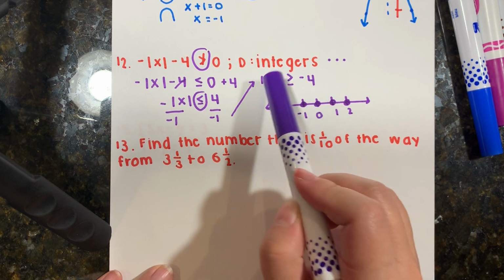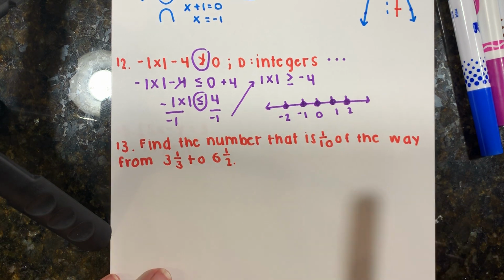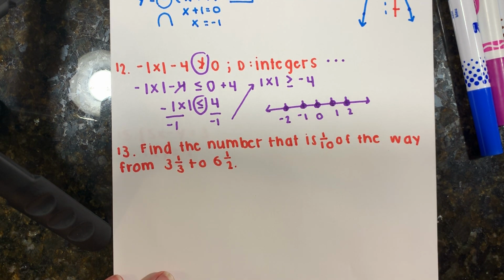So anytime you see an absolute value and a negative sign, you're going to want to flip back to your notes because that's going to be a key point that you need to look up, because it's either going to be any number or it's going to be all numbers.